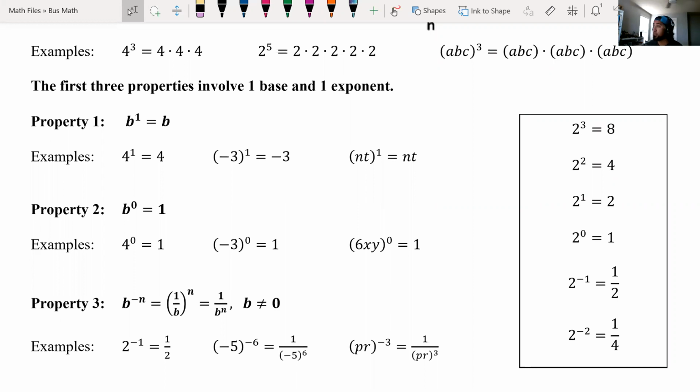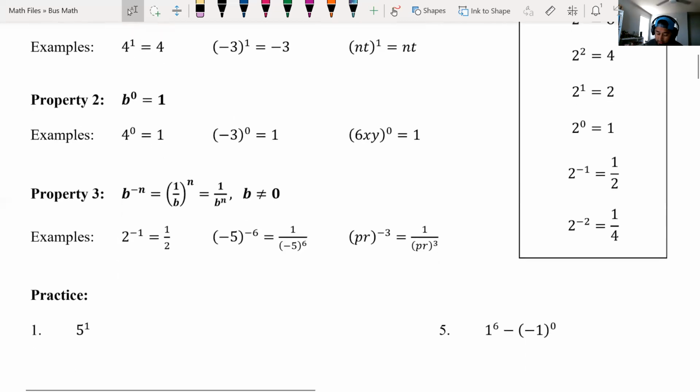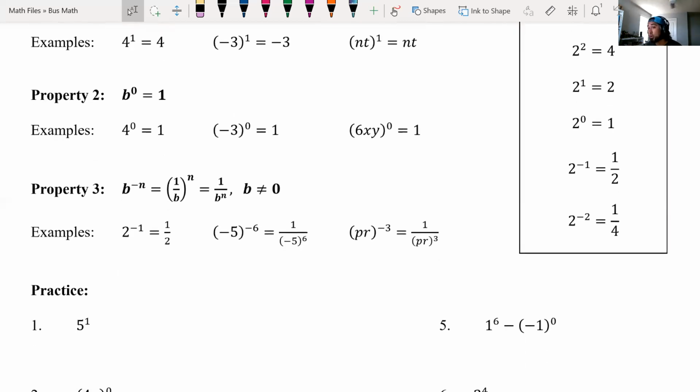Property 2, very important rule here. It's the zero exponent rule. Property 2 says that any number raised to the 0th power will be 1. Any number raised to the 0th power will be 1. 4 to the 0th is 1, negative 3 to the 0th is 1, and 6xy to the 0th is also 1.